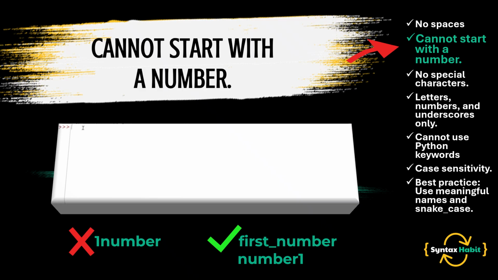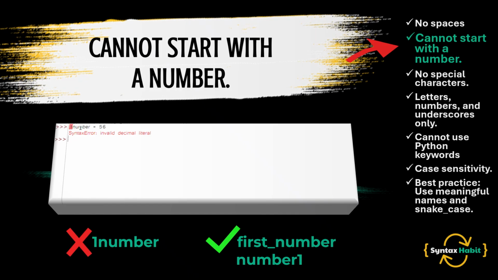Another important rule is that a variable name cannot begin with a number. If you try to do this, Python will display a syntax error, just like in the previous example. As you may remember, syntax refers to the rules of the programming language. If your code doesn't follow those rules, Python will not be able to run it.